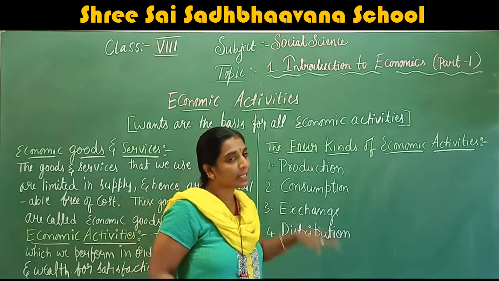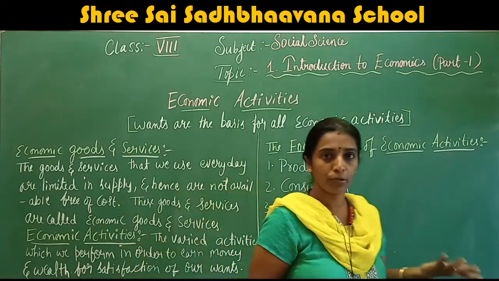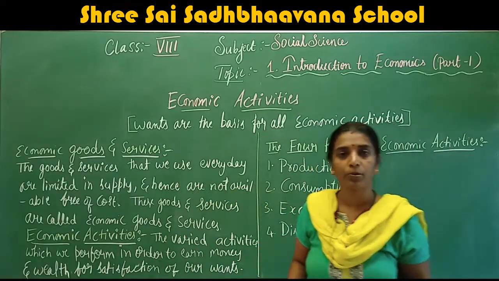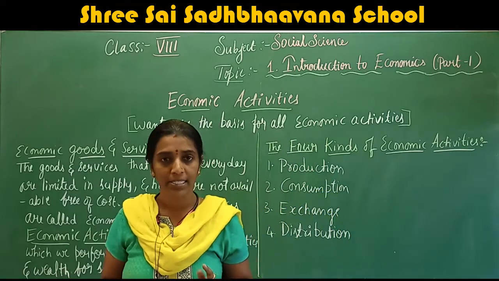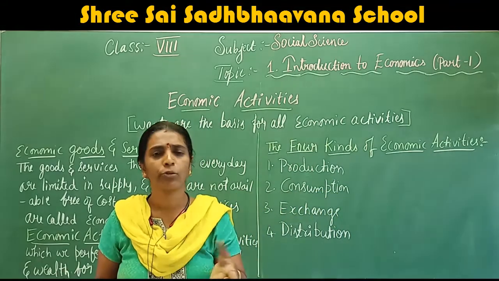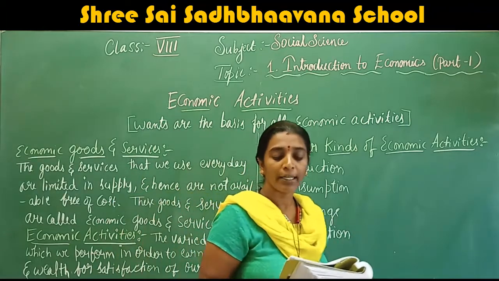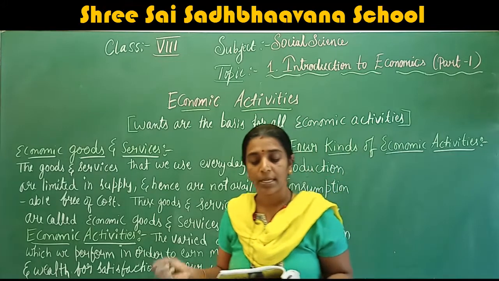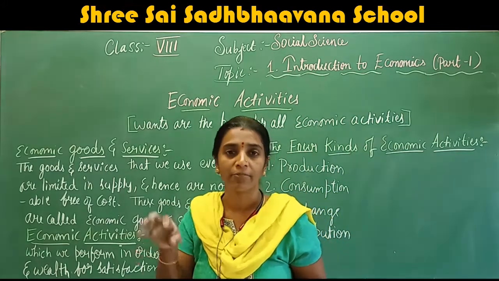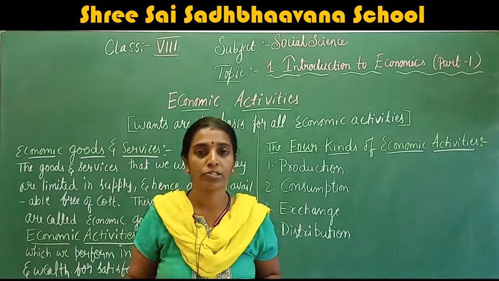Next, we move on to exchange. Children, the producers produce goods for the consumers. You know that. Why will the producers produce the goods? For the consumer's sake. There is a marketing system. I'm repeating it again: the marketing system supplies the produced goods to the consumers.